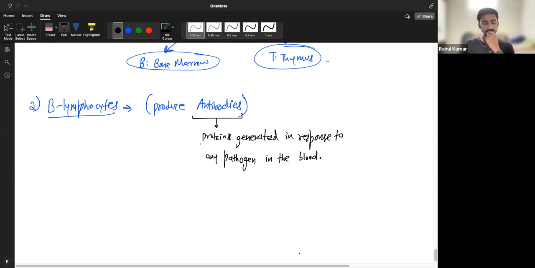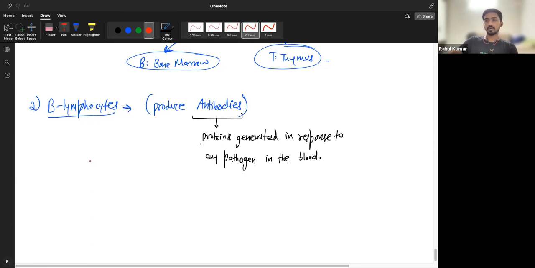So write down. T cells themselves do not secrete antibodies. Write it here only in a star mark or something. T cells themselves do not secrete antibodies, but help the B cells to produce them. Help the B cells to produce them.